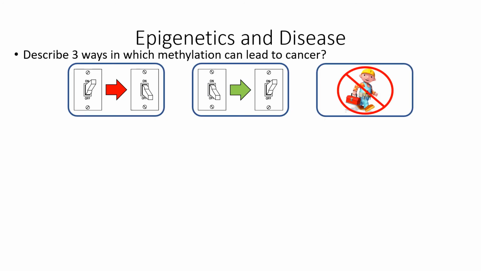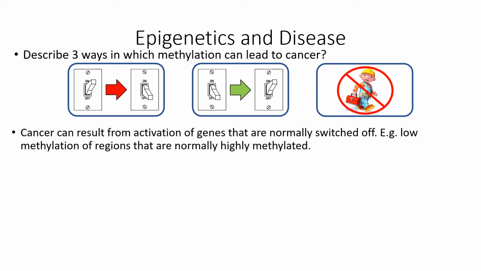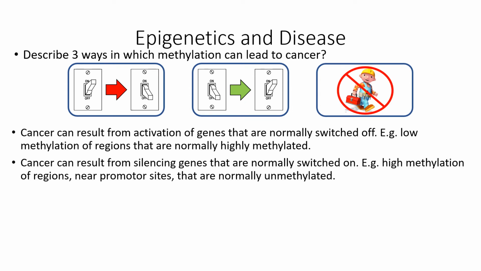So there are three main ways that methylation can lead to the development of cancer. Look at the pictures and try and work out what those three ways are. Pause the presentation. When you're ready to go through the answers, you can restart. Well, the three ways are that a gene that should be switched on can be switched off. We can also have a problem in terms of a gene that should be switched off being switched on.